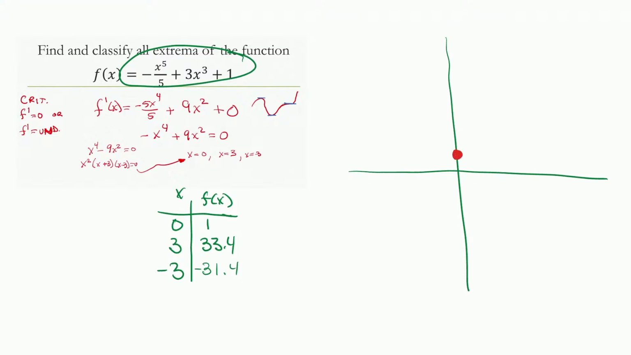If I graph these points, 0, 1 is one of the points. 3 and 33.4 is another of the points. And then the last point is negative 3 and negative 31, or so. I don't know if that's exactly what it is, but whatever it is, down here somewhere, I'm pretty sure. Let me just double check though in my head. If you put negative 3 in here, you get negative 243, positive 243 divided by 5 plus negative 81 plus 1. It's negative 80. Whatever 243 over 5 is. Well, yeah, I think it's gonna be down there somewhere.